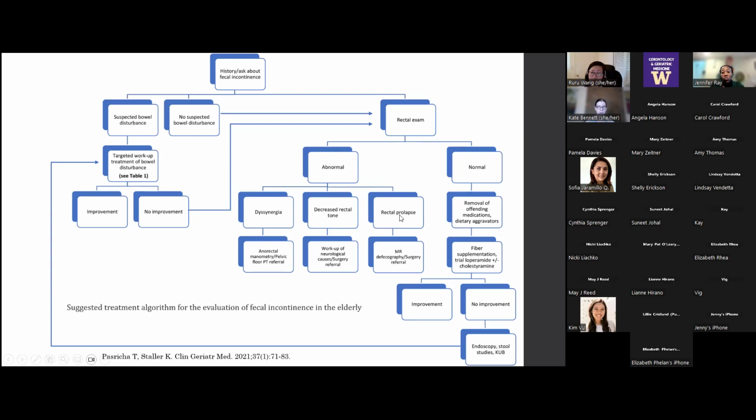If you see significant rectal prolapse, before I insert my finger, I forgot to mention, I just have them push to see if prolapse is happening. Then you want to look at an MRI for structural causes and refer to surgery. If your rectal exam is normal, look at removing any medications, any dietary aggravators, add some fiber and kind of help bulk up the stool. If no improvement, do additional testing. If constipation or diarrhea, work up the constipation, diarrhea, and if no improvement, do all these things over here.